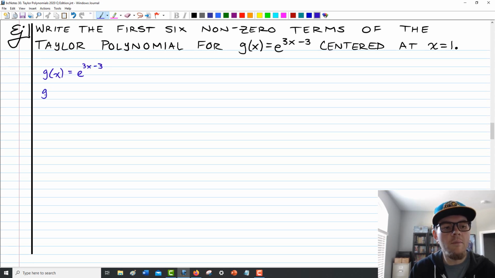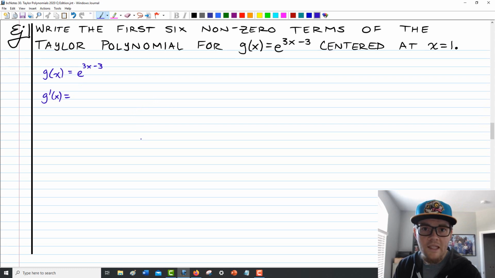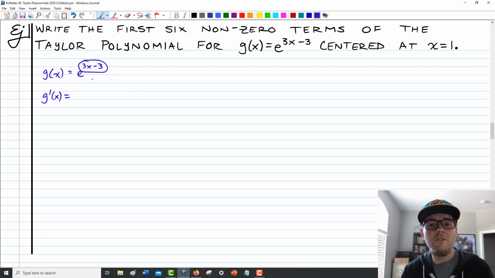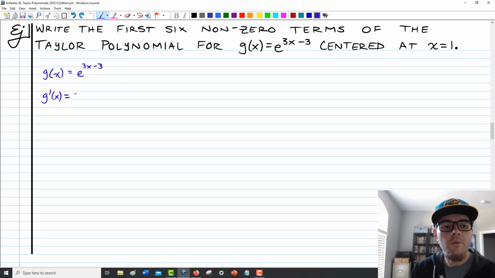Now, we got to differentiate a couple times here to wrap this thing up. So let's think here. If we differentiate e to some power, the derivative will be e to some power, but then the chain rule requires we multiply by the derivative of that power. And the derivative of the line 3x minus 3 is just 3. So g prime of x is going to be 3e to the 3x minus 3. G double prime of x is going to bring an extra 3 down. We're just going to keep doing the chain rule over and over again, which means this will be 9e to the 3x minus 3. G triple prime.